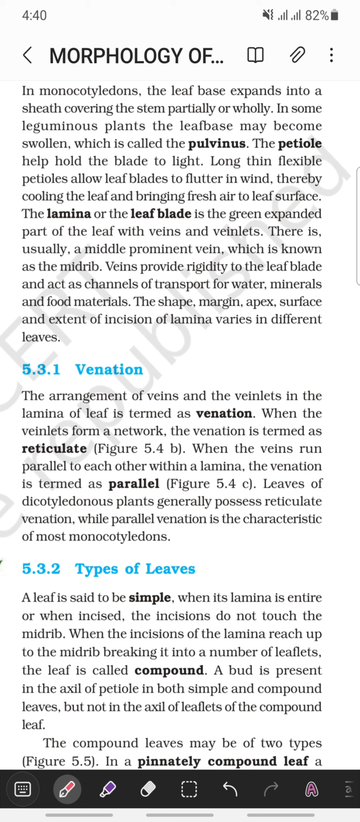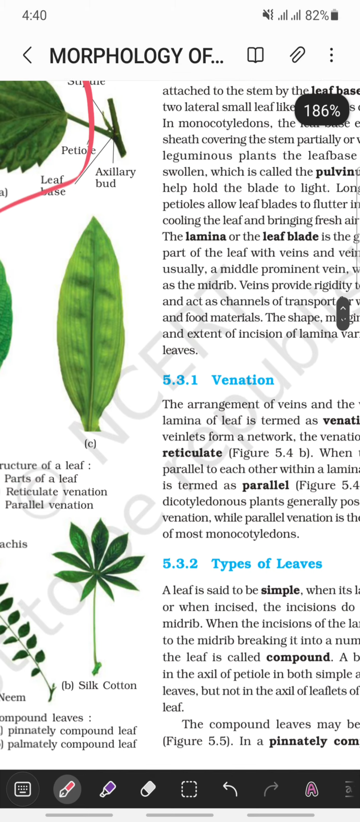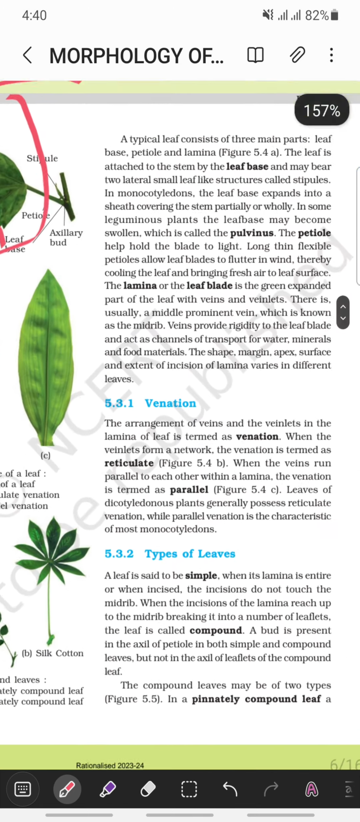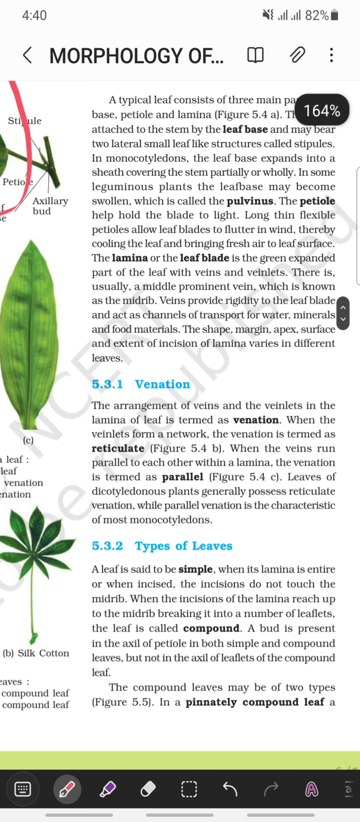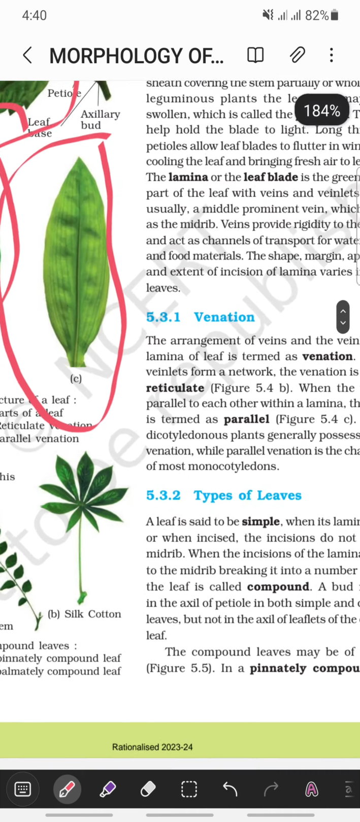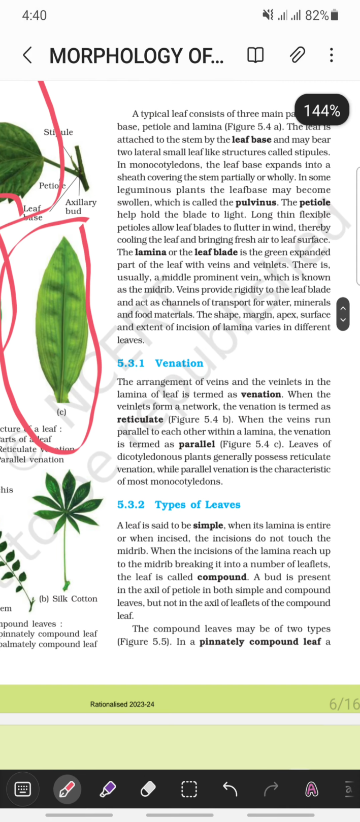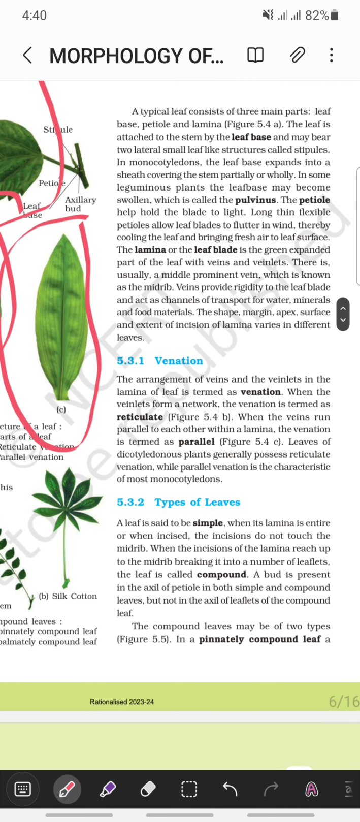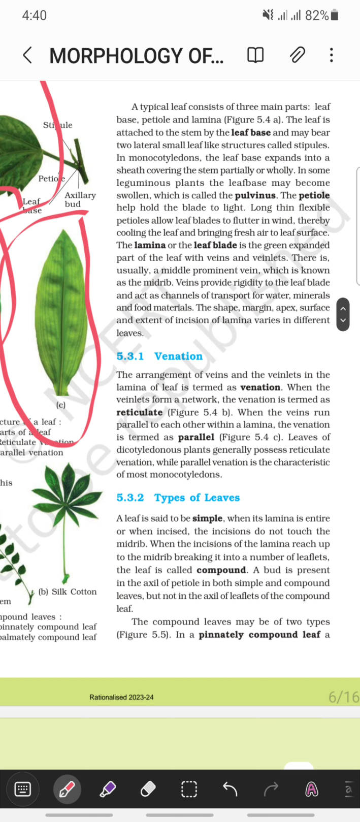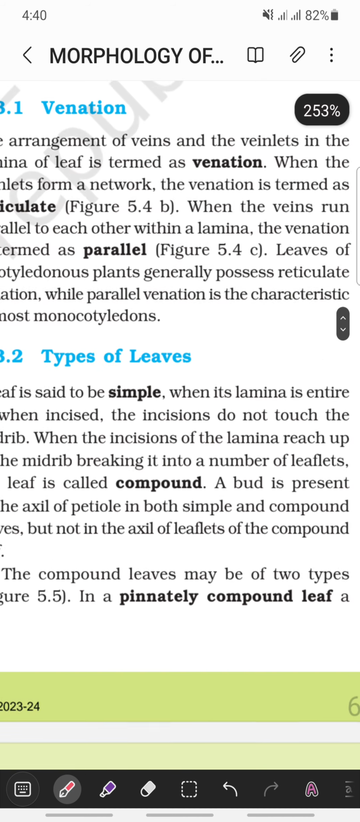When the veinlets form a network, the venation is termed reticulate. Figure 5.4b. Reticulate venation. When the veins run parallel to each other within a lamina, the venation is called parallel. Figure 5.4c. Parallel venation. Leaves of dicotyledonous plants generally possess reticulate venation, while parallel venation is the characteristic of most monocotyledons.